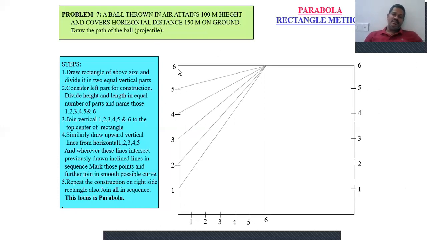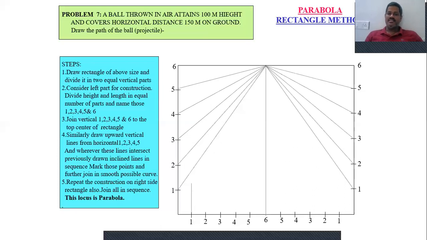And similarly, project all these points onto the other half of the rectangle, and name all those points 1, 2, 3, 4, 5, 6 similarly like this. Then divide the horizontal line of the other side of the rectangle into 6 equal divisions like this. Then join all these vertical divisions to the vertical bisector of the rectangle at the top like this: 2, 3, 4, 5 and 6.